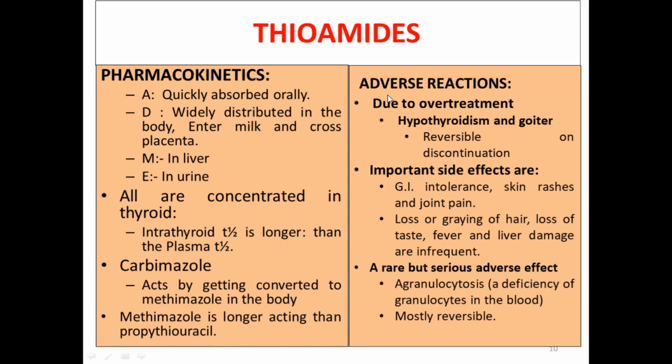Next, we're going to talk about the adverse reactions. If we give these antithyroid drugs as over-treatment, there will be problems like hypothyroidism and goiter can be seen. But on discontinuation of the drug, that can be reversible. Other side effects are also seen, like GI intolerance, skin rashes, joint pain, as well as liver damage, taste changes, fever, loss of hair. All these are infrequent side effects seen with this drug. A rare but serious adverse effect is agranulocytosis. It is very dangerous when it occurs. So this is also reversible. If we stop the drug, again we are able to see a reversible effect.